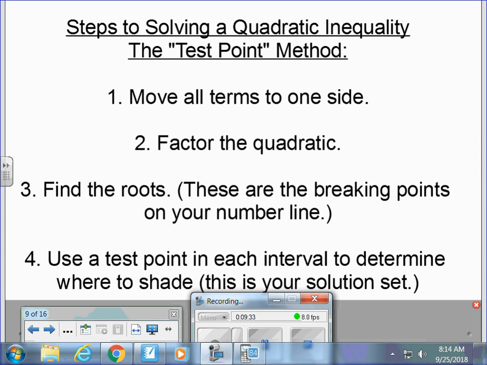But I told my students don't necessarily write all the steps down. I feel like that would take way too long. After we do a couple problems, I think you'll understand the steps. We're going to move all the terms to one side. We're going to use factoring to get our solutions. And then those solutions are going to be your points that you will graph. They're called breaking points. You will use test points on the number line to figure out where to shade. This will make a lot more sense when we try one.